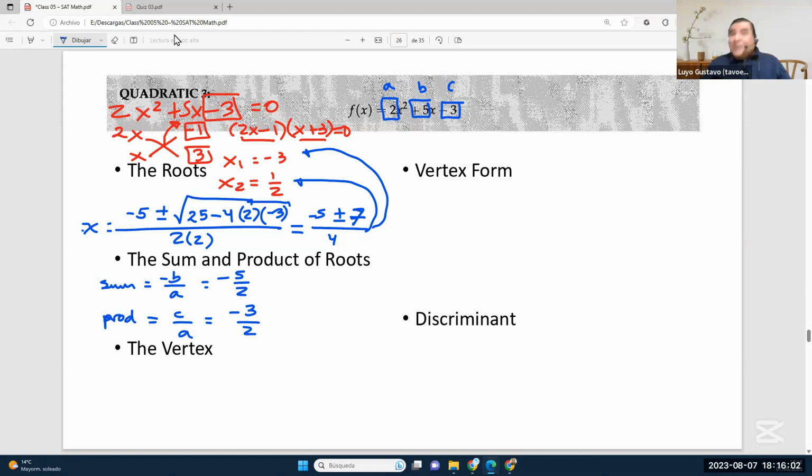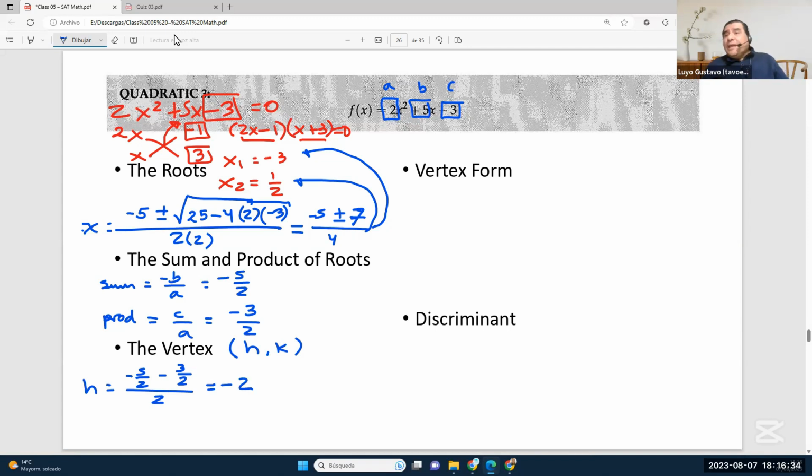The vertex. Okay, the vertex is easy if we know the roots. We simply average the two roots in order to have the vertex, remember, is h comma k. So finding h is negative 5 over 2, negative 3 over 2, and this over 2. So we have negative 8 over 2, which is negative 4 over 2, that is negative 2.